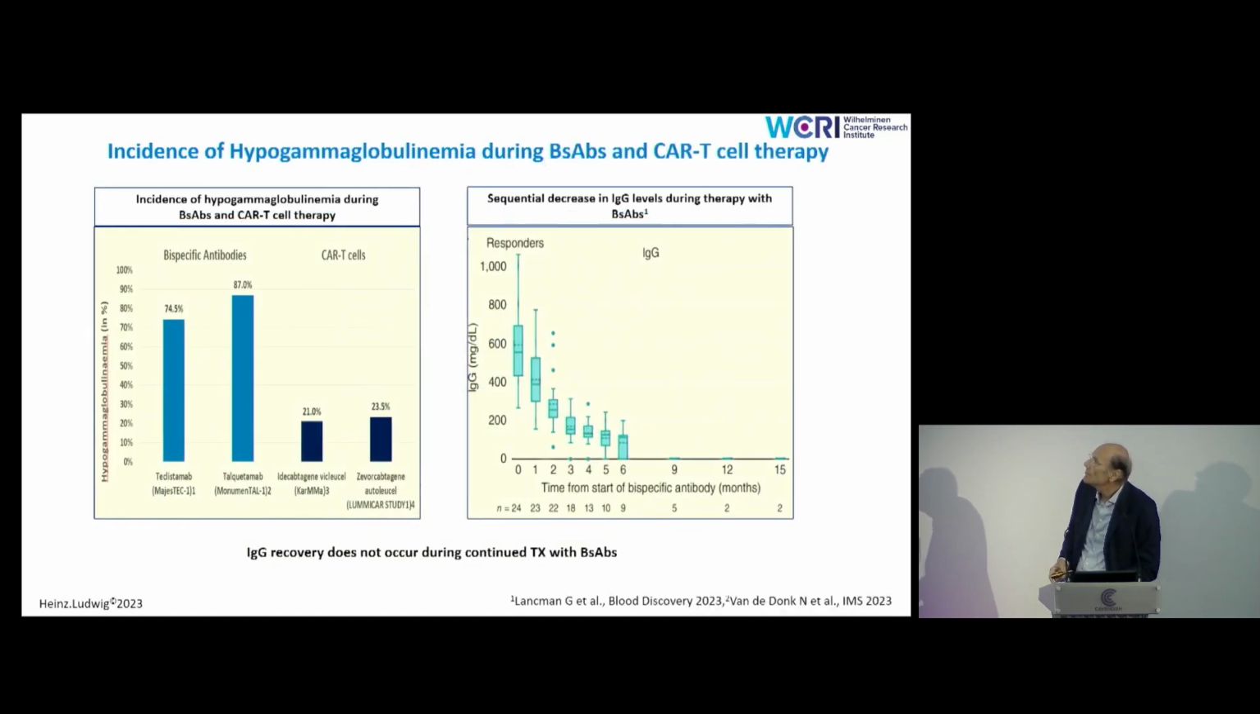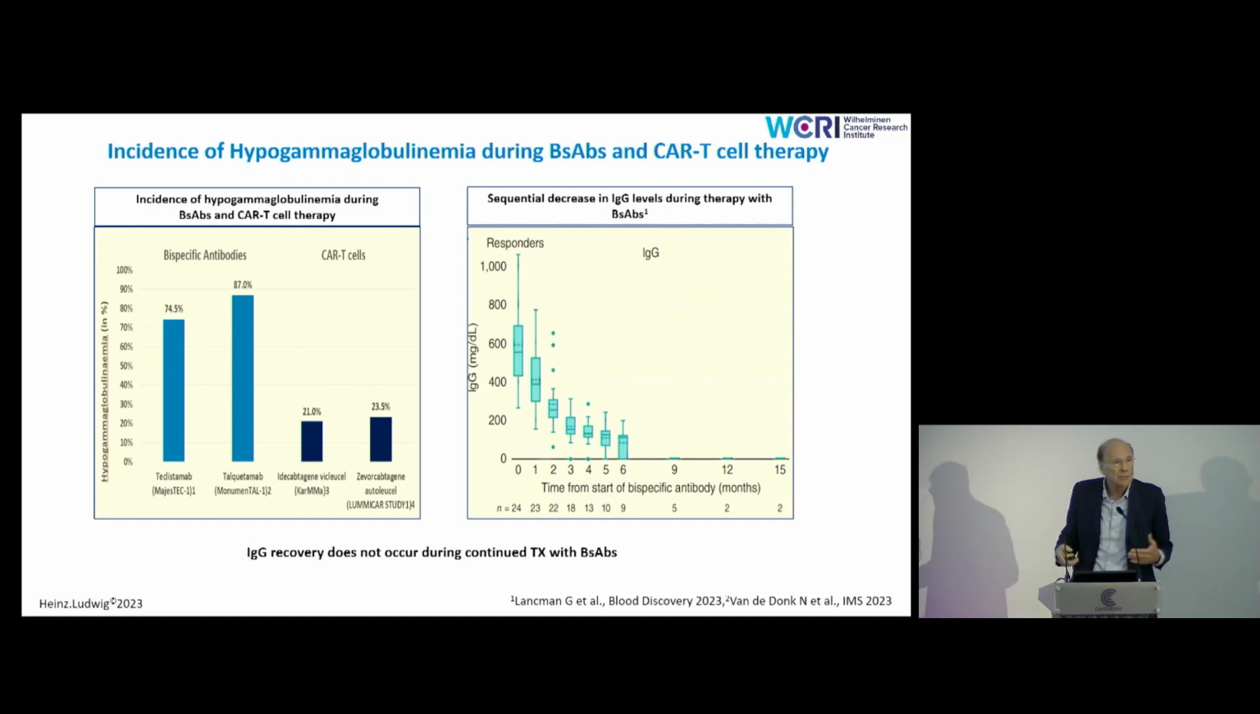And how frequent is the incidence of hypogammaglobulinemia? It's particularly frequent in patients, again, receiving BCMA-targeted bispecific antibodies, as you see here. And the incidence is significantly lower in patients receiving CAR T cells. And the IgG levels decline with increasing duration of administration of bispecific antibodies, as you show here.